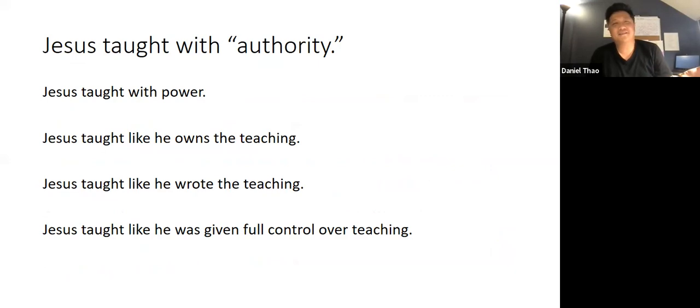Okay. So this is where I landed. Jesus taught with power and not like the scribes, right? And then Jesus taught like he owns the teaching and not like the scribes, or Jesus taught like he wrote the teaching and not like the scribes, or, kind of the end there, Jesus taught like he was given full control over teaching and not like the scribes.